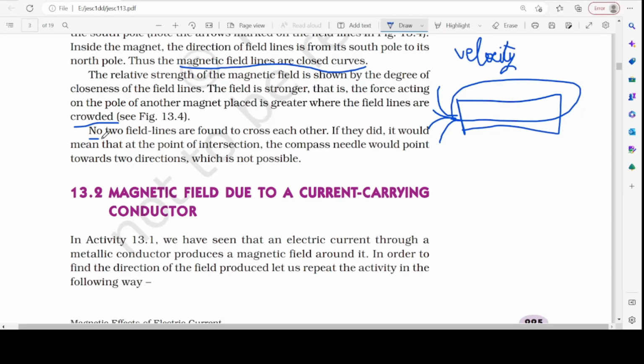There is one more important point, that no two field lines are found to cross each other. What is the reason that no two field lines can cross?